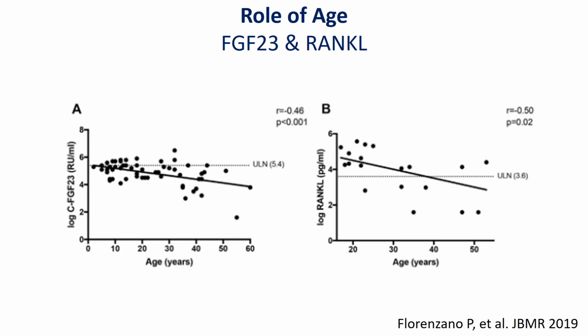The mutated cells are probably very fragile, and they need to be surrounded and cooperate with a normal bone environment and normal bone cells. With aging, it's been described that the number of mutated cells is decreasing progressively. And in this analysis, you can see that serum FGF23 and RANK ligand are also declining with age.